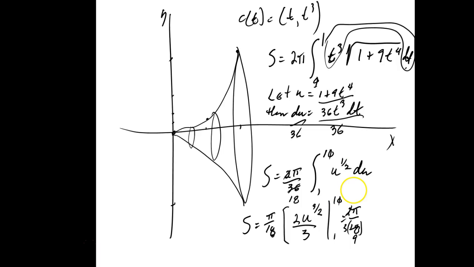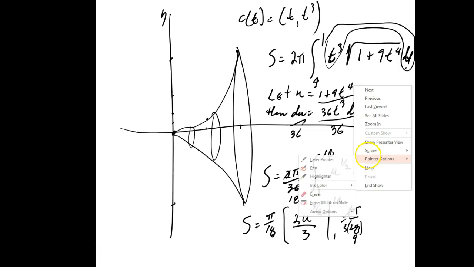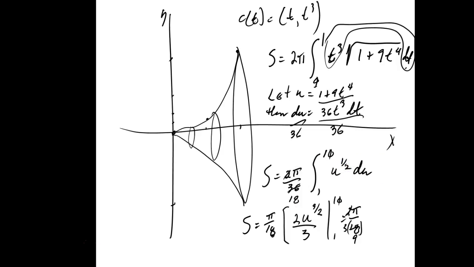This, because it's just getting a little messy. It's been a little messy, hasn't it? Wait, that's it. Pen. Okay.